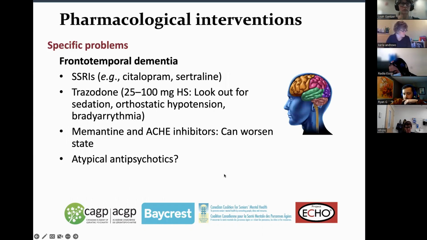For specific problems, if we talk about frontotemporal dementias, SSRIs or trazodone, which both work on the serotonin level in the frontal lobe, which gives a bit more inhibition, are the medication of choice. As I just said, memantine and acetylcholinesterase inhibitors can worsen the behaviors. And sometimes, unfortunately, we are obligated to treat with atypical antipsychotics because of major aggressiveness.